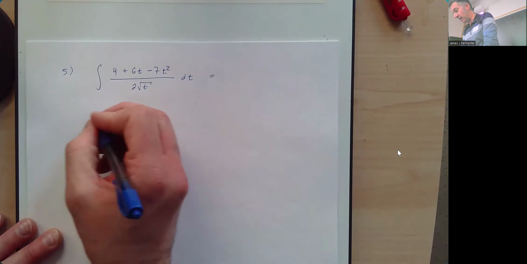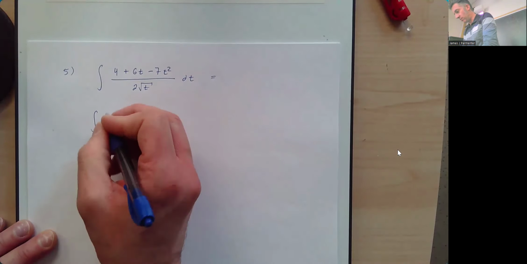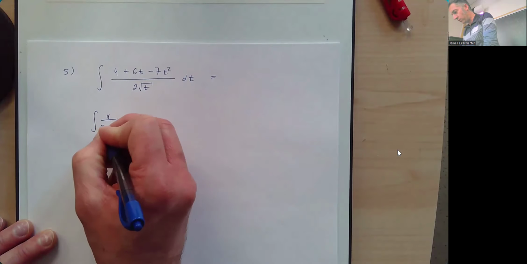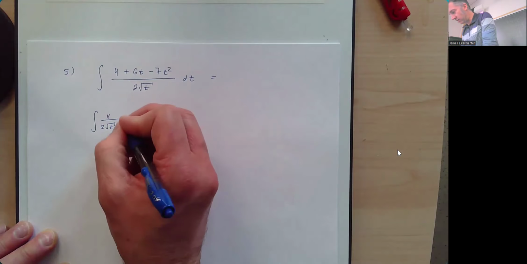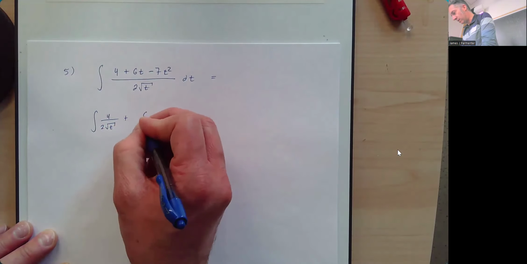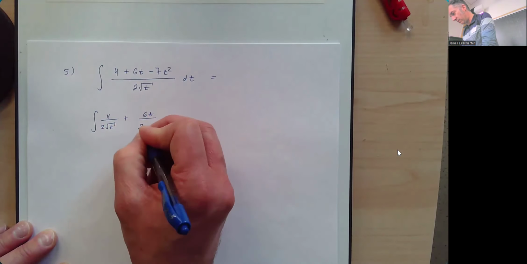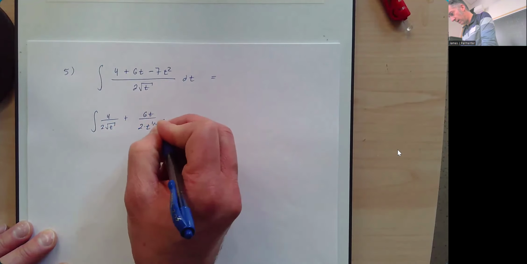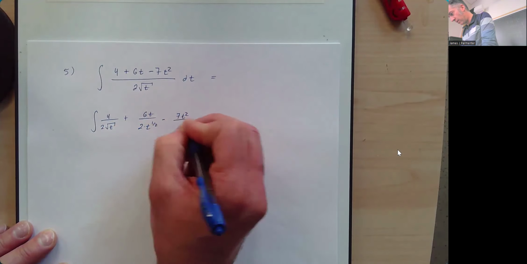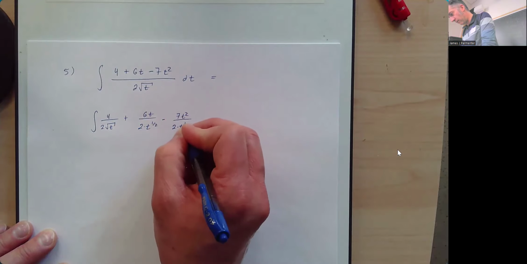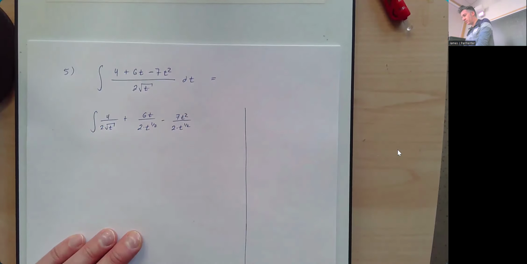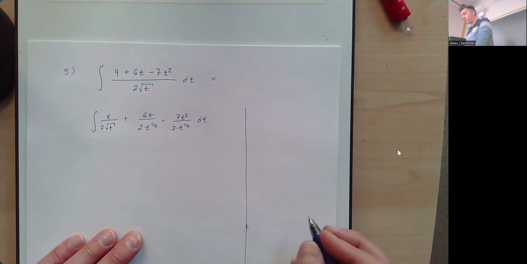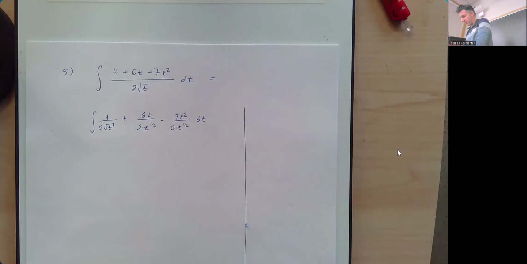So I'm going to divide each thing by 2 root t. I'm going to write 4 over 2 root t. I should have written that as t to the 1/2. I'm already regretting that choice, but fine, I'll fix it next time. Plus 6t over 2 times t to the 1/2, minus 7t squared over 2 times t to the 1/2. Alternatively, not my preference, oh, don't forget the dt. You could have also written it as an integral everywhere.